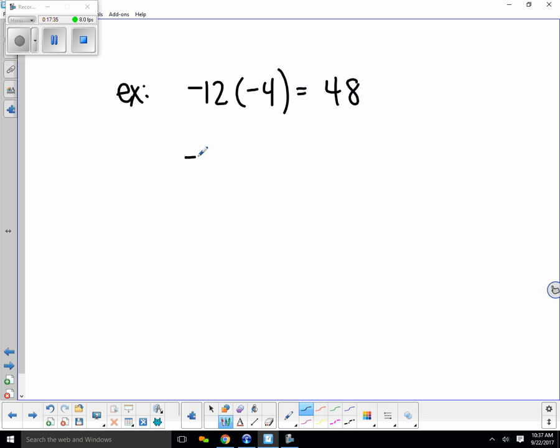What if we have negative 3 times positive 6? 3 times 6 is what? 18. Signs the same or different? Different, so my answer is negative. It didn't matter that 6 was the larger number and it was positive. It didn't matter. Not on multiplying. Okay?